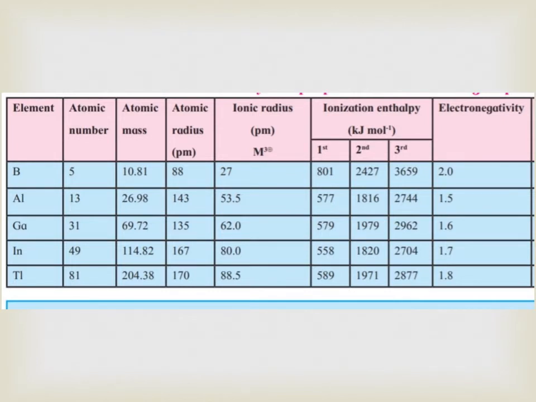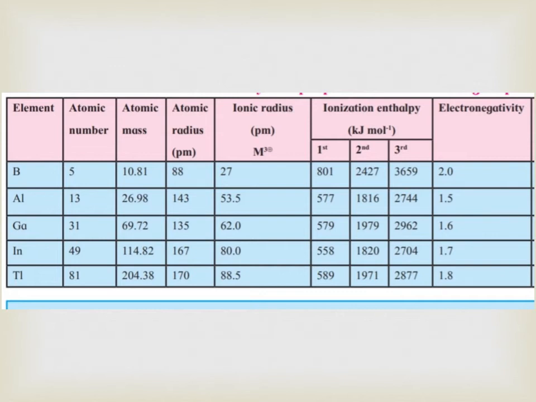Students, now let us study about the physical properties of elements of group 13. The physical properties involve the atomic radius of group 13 elements, the ionic radius, the ionization enthalpy, and the electronegativity. My dear students, these terms are not new to you. You have already studied about them in the modern periodic table. They are also called the periodic trends in physical properties.